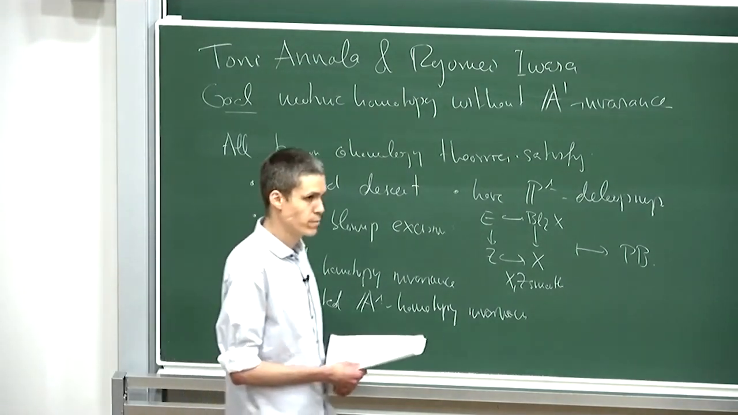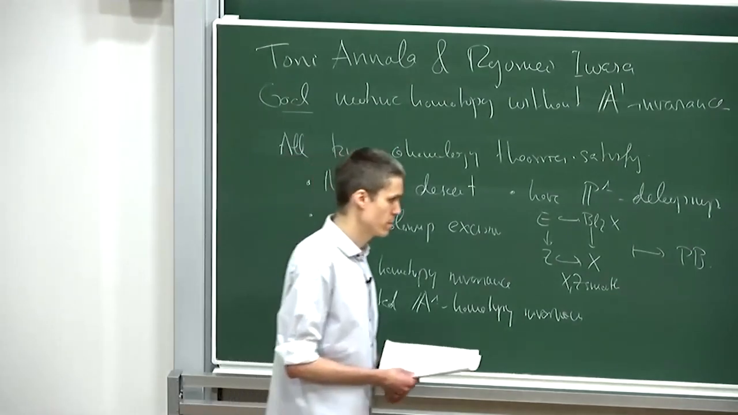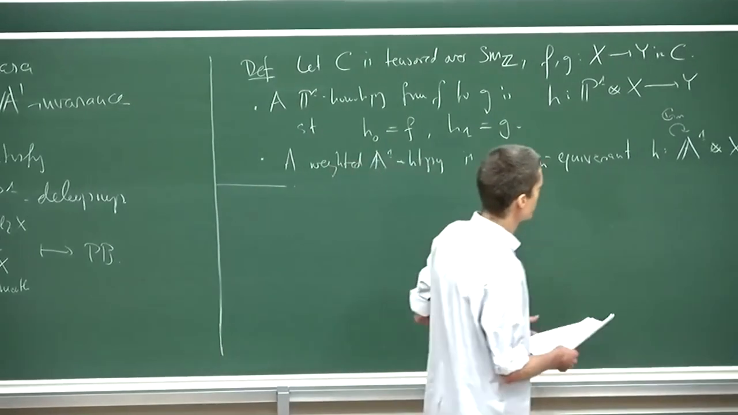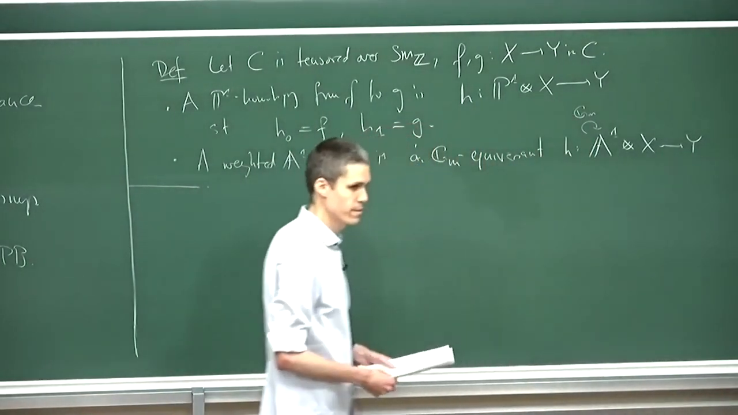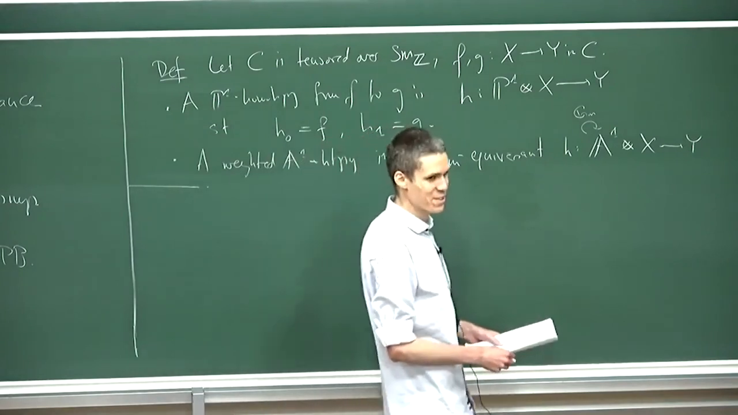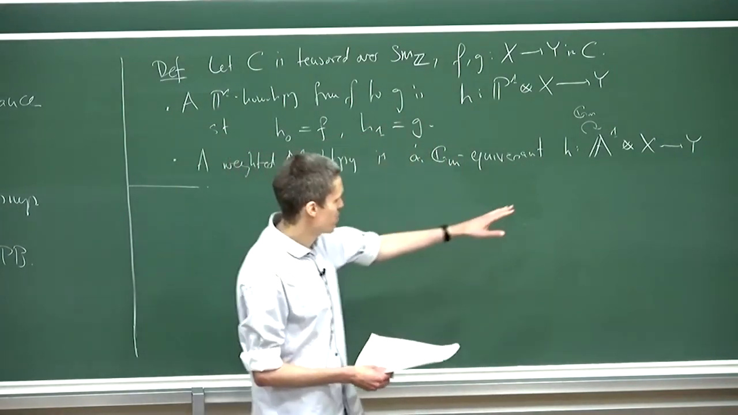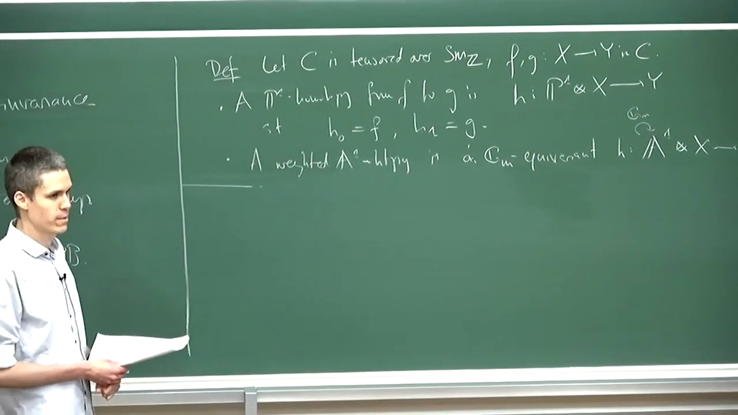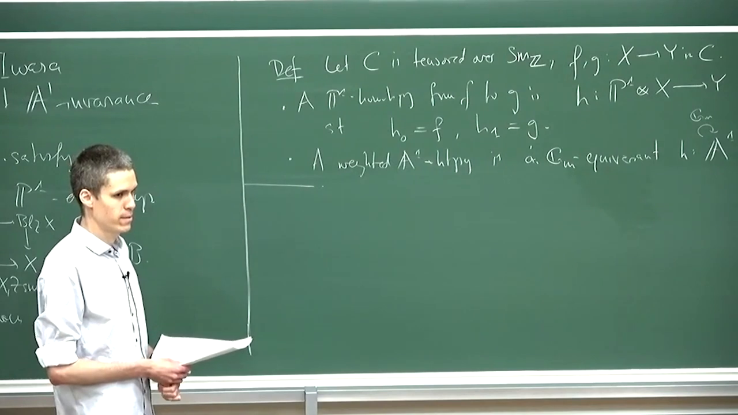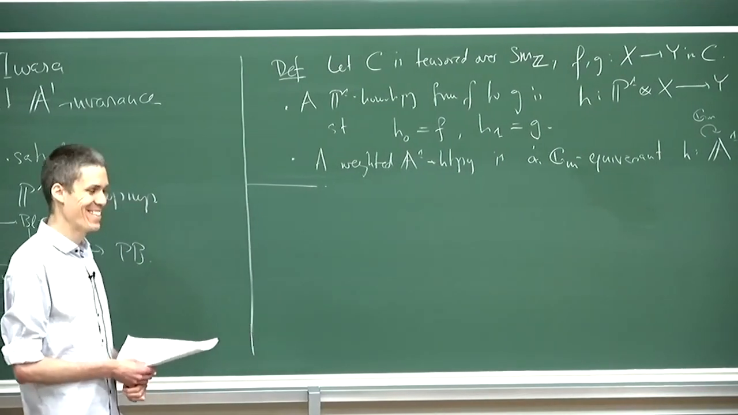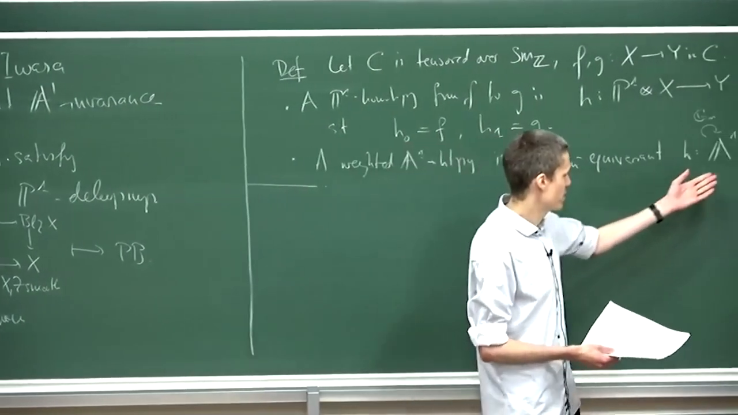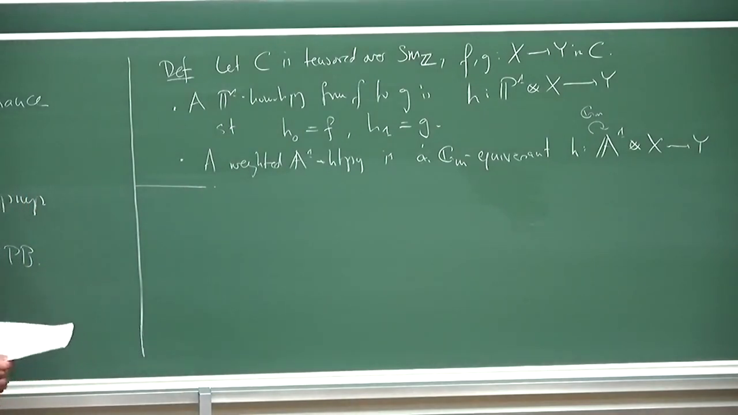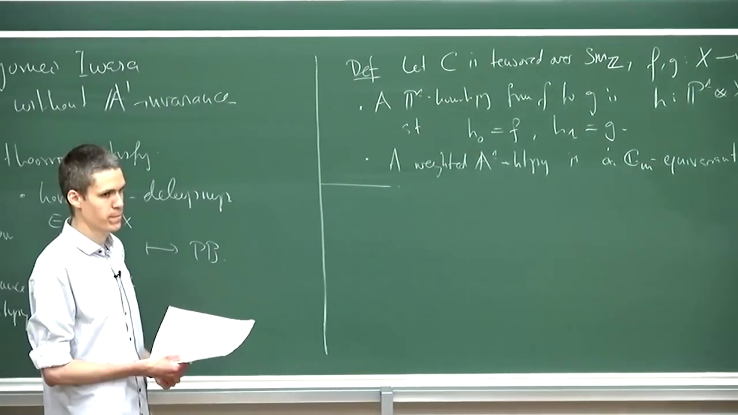Okay, an interesting question. You say that it's Gm equivariant, but what's the Gm action on the right? There is no action here, it's only here. Trivial action. Gm acts trivially on X and Y. That's a bit weird, but not every A1 homotopy can be promoted; you cannot always put such a Gm action on it.